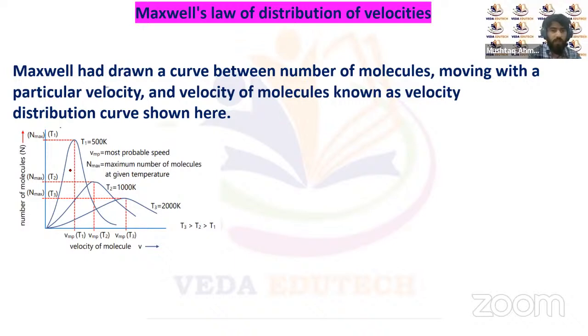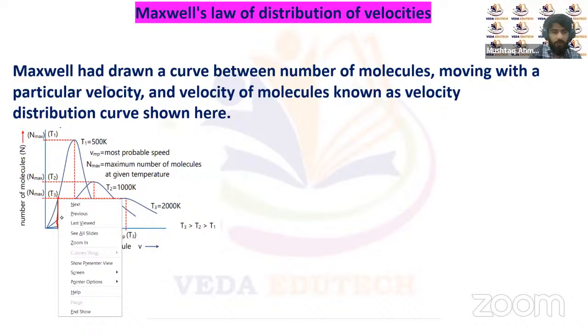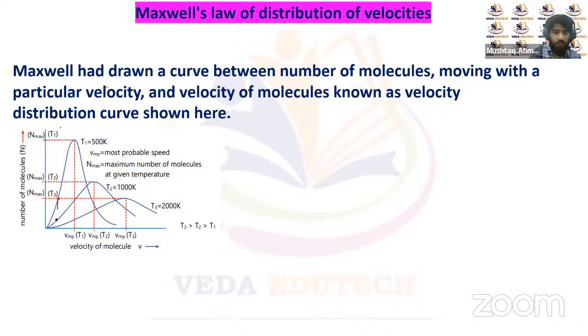So it tells us that at any particular point, it gives us the number of molecules possessing a particular speed. Let's suppose this is the point, and this point intersects the x-axis at this point. Then it will tell us the number of gas molecules possessing this V1 speed, and similarly the number of molecules possessing V2 speed, and the number possessing V3 speed. So this distribution tells us about the different speeds possessed by different numbers of particles.